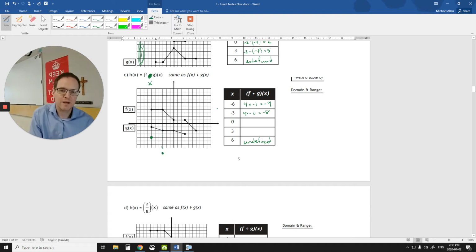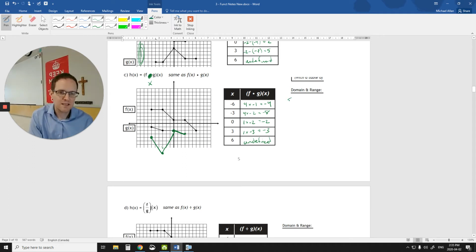Yeah, too bad. Okay, at 0, I have 1 times -2. So I get -2 here. So my graph is looking something like this so far. Catching my dots. And then at 3, I have 1 times -3. So that becomes -3 right there.